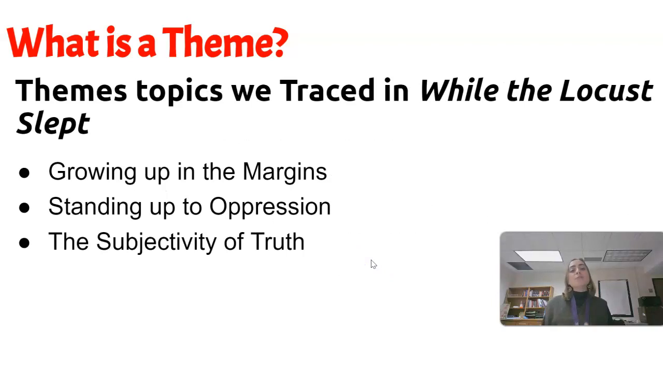So the three themes that we've been looking at in While the Locust Slept are growing up in the margins, standing up to oppression, and the subjectivity of truth. These three themes are super important to understand. And so if you need a little bit of a refresher at any point, there is a video over in the 3.6 folder on Schoology that goes through and explains these themes in depth. So go ahead and watch that if you want a refresher, or ask me and we can talk about it.